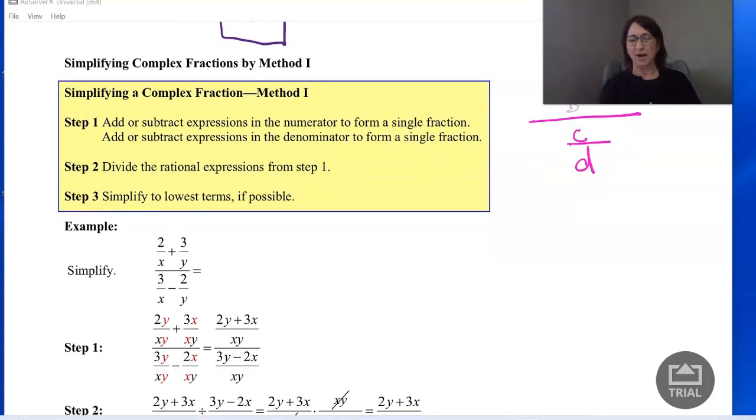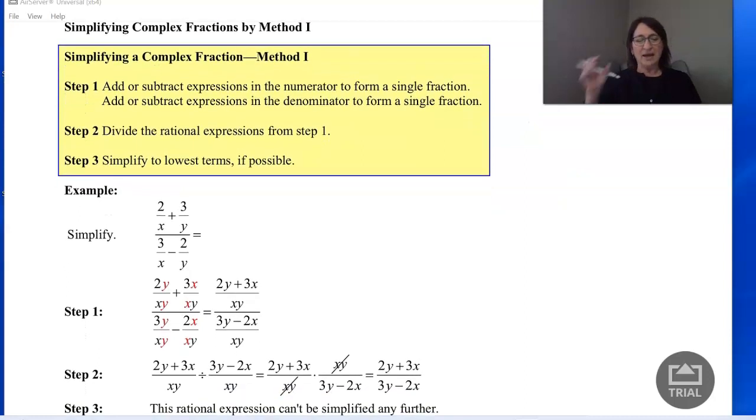Step number 1 is going to be to add or subtract, let's focus on the numerator, any fractions that are in the numerator so that we have just one single fraction. And actually, it could be add or subtract the whole expression because there might be an integer there too. Then you do the same thing with the denominator. So our goal, again, is to get a single fraction in the top, a single fraction in the bottom. Then what we are going to do is divide. We're just going to divide the rational expressions that we just found in step 1. And then we simplify. Not so bad.